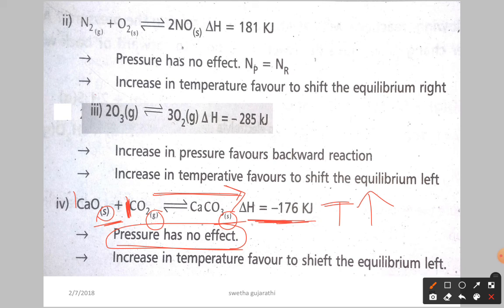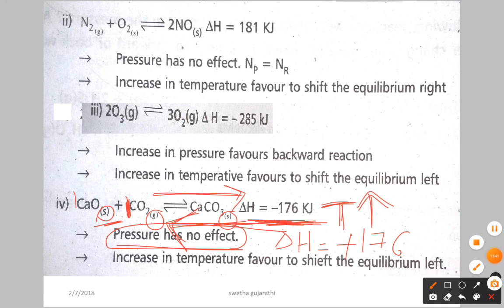Exothermic reaction. The reaction itself doesn't want the temperature, so if you increase the temperature, the forward reaction is not favorable. Now if you go for the backward reaction, what happened? For the backward reaction, we discussed the delta H value has the same magnitude, but the sign is plus. So if you increase the temperature, the equilibrium shifts towards the left, which is favorable for the backward reaction.